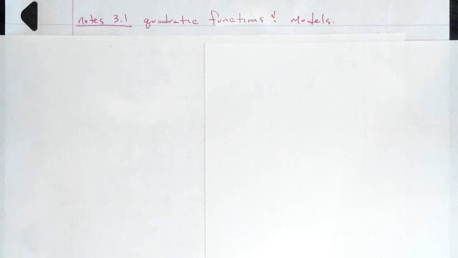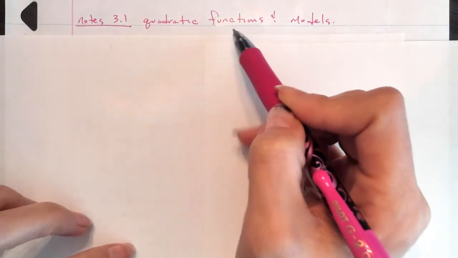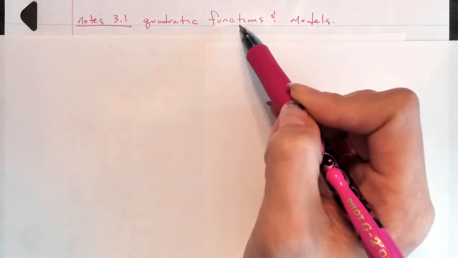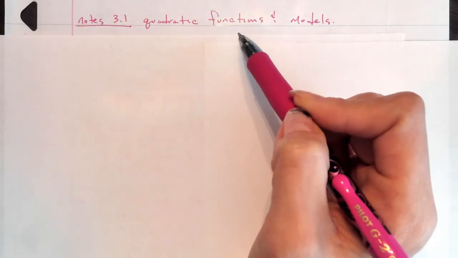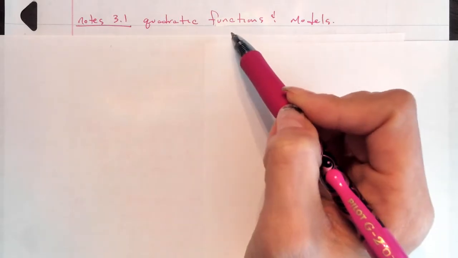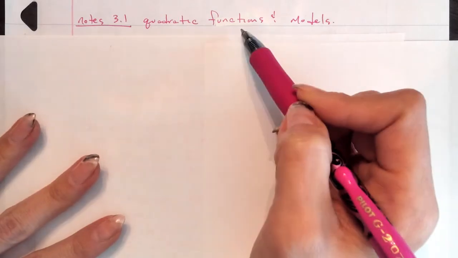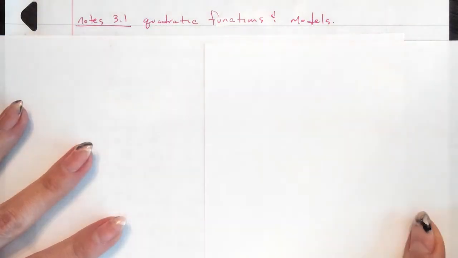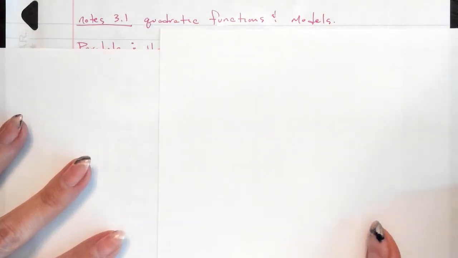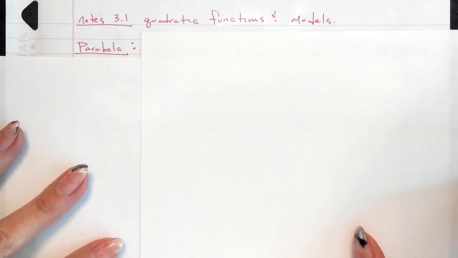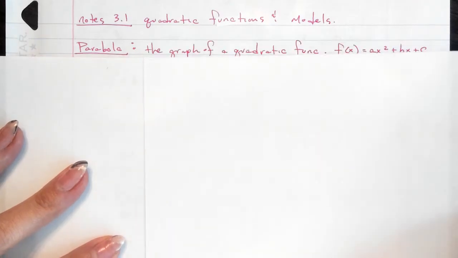All right, so 3.1, quadratic functions and models. So what is a quadratic function? A quadratic function is any function that has basically a degree of 2. So that's the biggest degree of 2, okay? For example, a quadratic function is what you would use to graph a parabola. A parabola is the graph of a quadratic function.